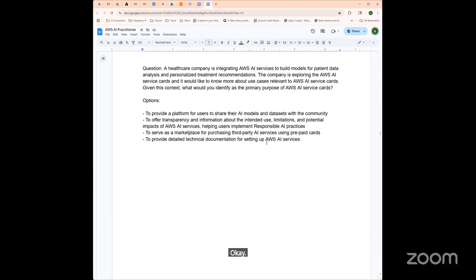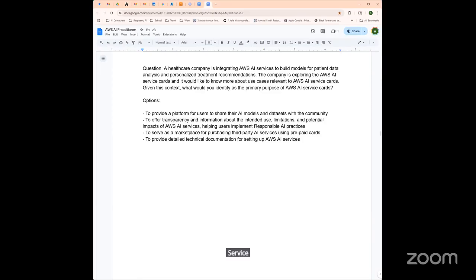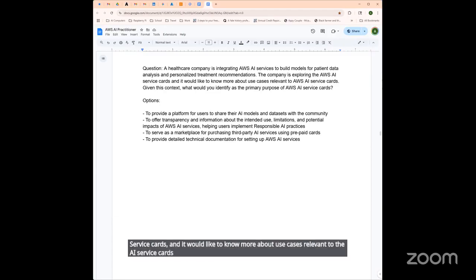All right. Next question. A healthcare company is integrating AWS AI services to build models for patient data analysis and personalized treatment recommendations. The company is exploring the AI service cards, and it would like to know more about use cases relevant to the AI service cards. Given the context, what would you identify as the primary purpose of AI service cards?